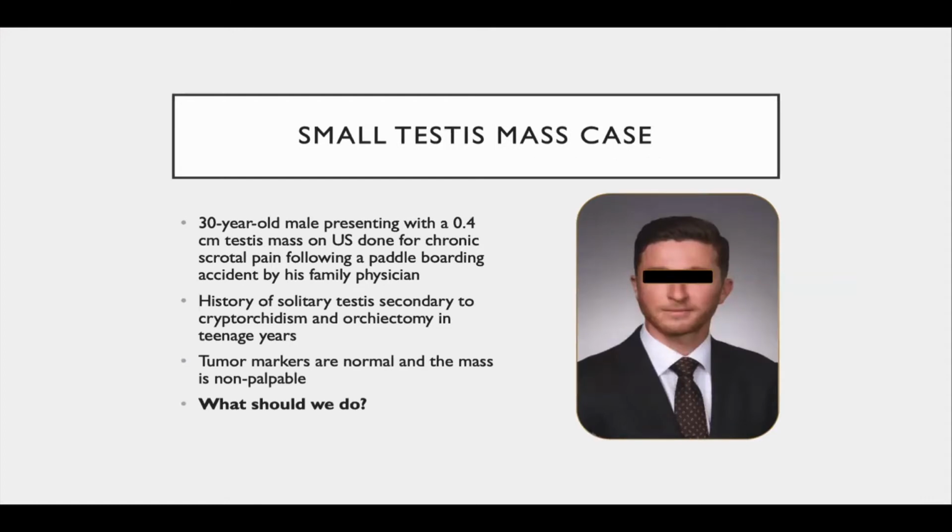So to hopefully make how to deal with incidental masses clear, I thought we could walk through a case and discuss some of the evidence behind each of the decisions that we would make for that person. We have this anonymous patient of ours who's a healthy 30-year-old who's had testicular pain ever since he was involved in an accident. Fortunately, he also has a history of solitary testes secondary to cryptorchidism and orchiectomy in his teenage years. His family physician was quite dutiful. They did tumor markers, which are normal, and they come into your office and you can't palpate the mass. So what should we do now for this person?